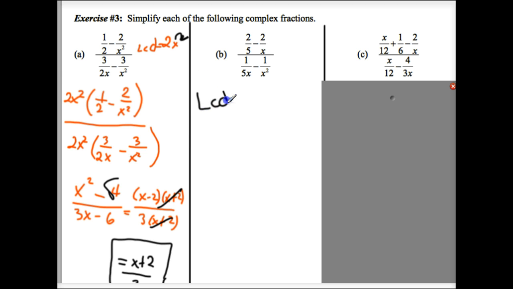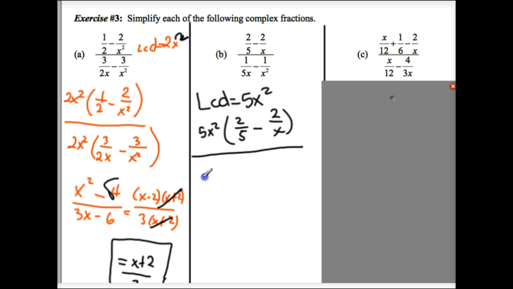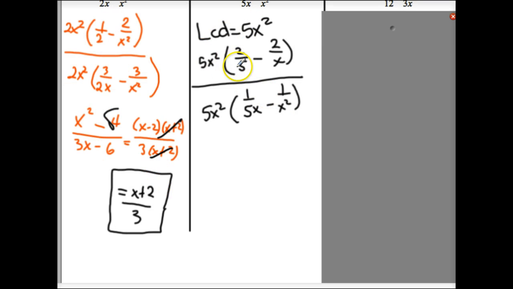My LCD is going to be 5x squared, the highest one, and then there are 5's. So 5x squared, and it has to be 2 over 5 minus 2 over x, with 5x squared at the bottom, and I rewrite that. This is simple. The 5's cancel out, so I'm left with 2x squared minus 10x. Remember, this 10x is coming from 5x squared into 2x. This x cancels with 1x, and then I'm left with 5 times 2, which is 10.